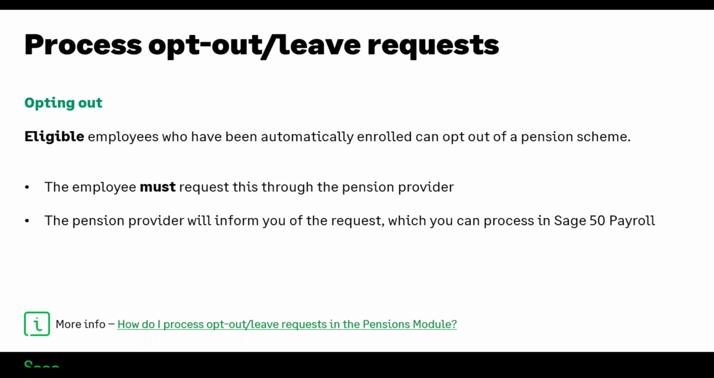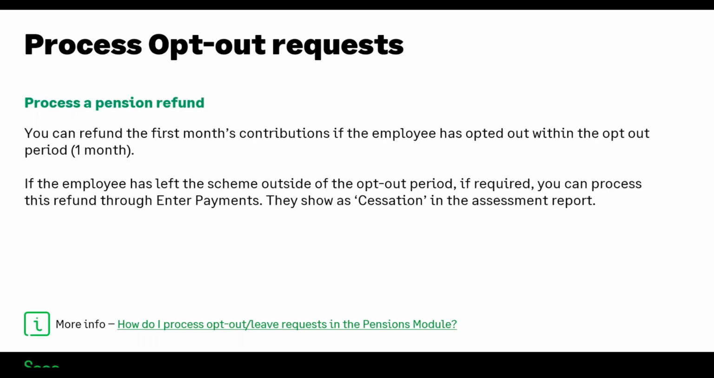And linking to opting out as well, a little bit on pension refunds. So you must provide a full refund of any contributions if the employee's opted out within the opt-out period, which is 1 month. And if the employee's left the scheme outside of the opt-out period, but a refund is still applicable, you could still process a pension refund, but this will be through Enter Payments instead, not through the pension assessment, as it won't allow it. But do double check the refund policies with your pension provider. This can differ depending on who you're with.